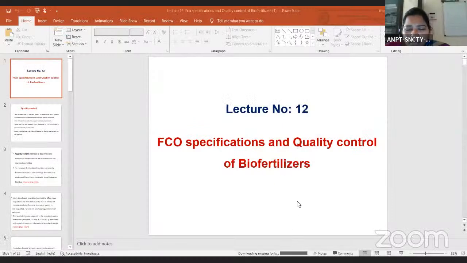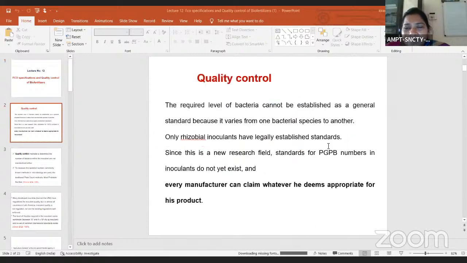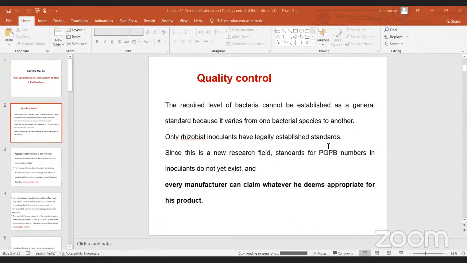Can you see my screen? FCO specifications and quality control of biofertilizers. Can you see my screen? Yes, ma'am. Okay, thank you.